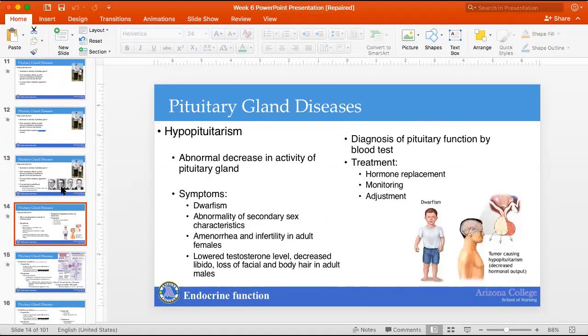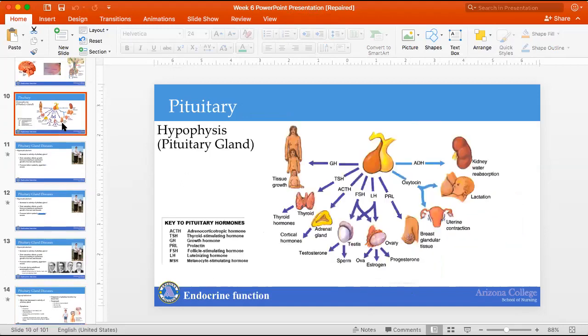Hypopituitarism, which is an abnormal decrease in activity of the pituitary gland. So you think of, again, growth hormone. Symptoms being dwarfism, so a lack of growth, abnormality of sex characteristics. If we come back here to slide 10, this FSH and LH, luteinizing hormone and follicle stimulating hormone, both are important for the development of sex characteristics as well as the development of sperm and ovum.